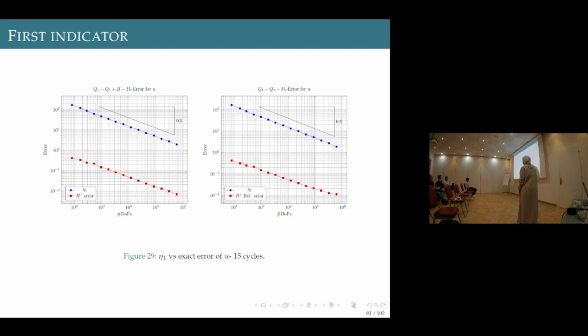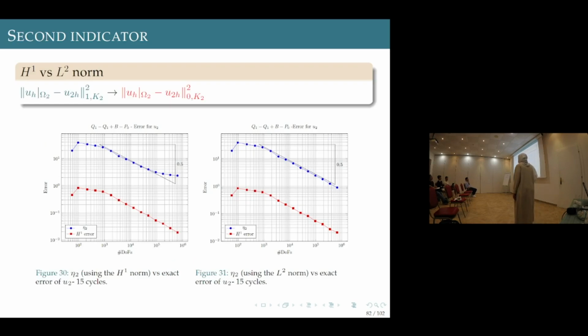You can see clearly here in blue, this is the indicator of the first mesh, which we call eta 1. And in red, this is the H1 error of the exact error. So for this example, we have the exact solution. And as you can see, the indicator is bounding the exact error. Not only that, but it's also behaving exactly like the exact error, with the same slope. Which means that we can use this indicator in order to know where the error is bigger, and we can find it without knowing the exact solution.